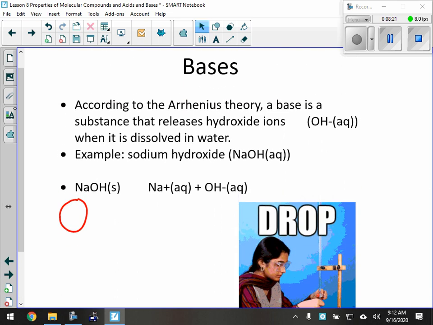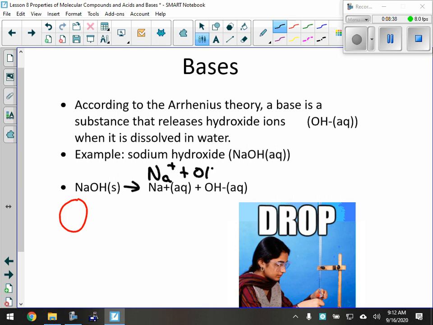Bases. Here we go. Where are we with bases here? At the very top, according to the Arrhenius theory, a base is a substance that releases hydroxide ions when it's dissolved in water. For example, sodium hydroxide would give me, and you're going to write this in right here, sodium ions and hydroxide ions in water.